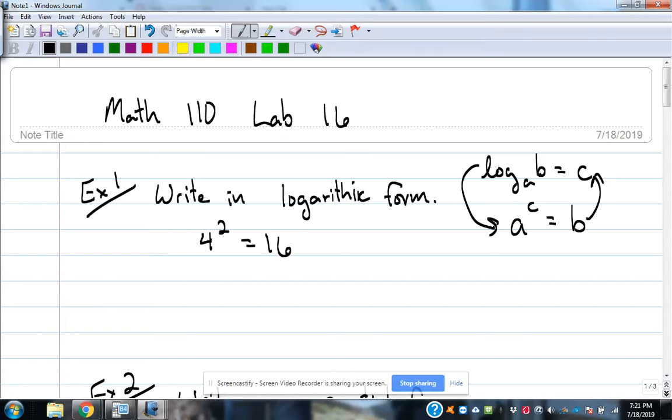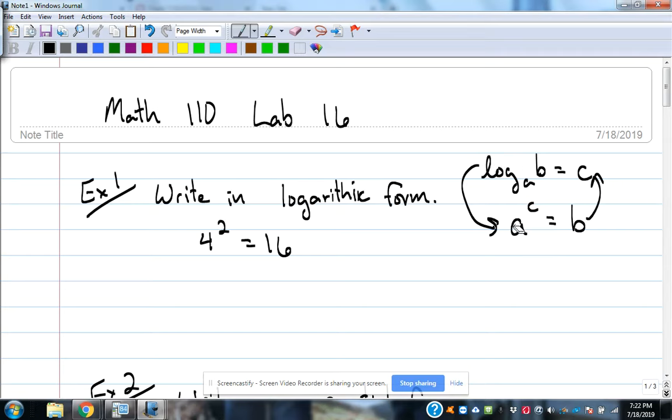This is Math 110. This is lab number 16. Talk about logarithms, and we'll start out by writing expressions that are in exponential form as logarithmic, and then a logarithmic into exponential form. And so remember the rule that log base a of b equals c.